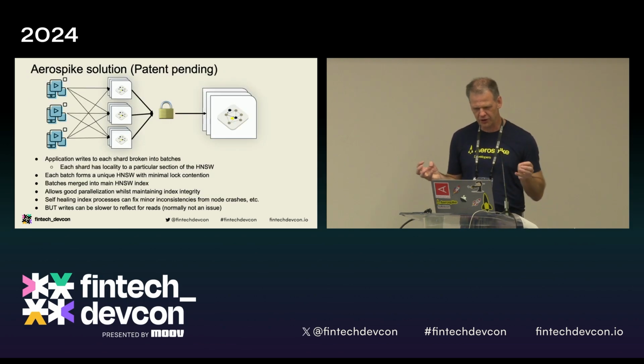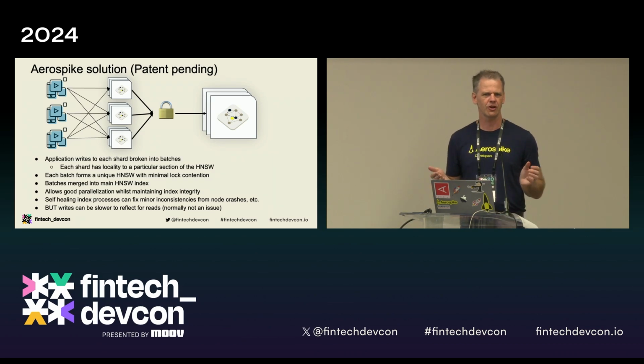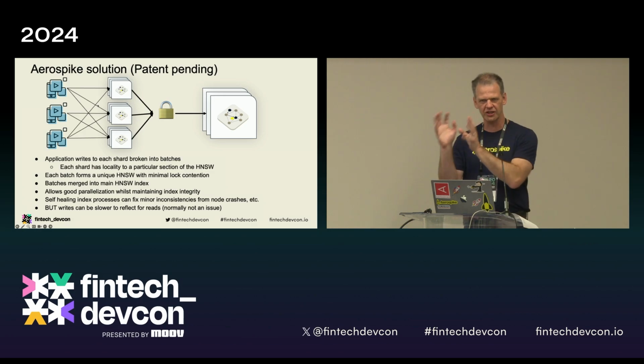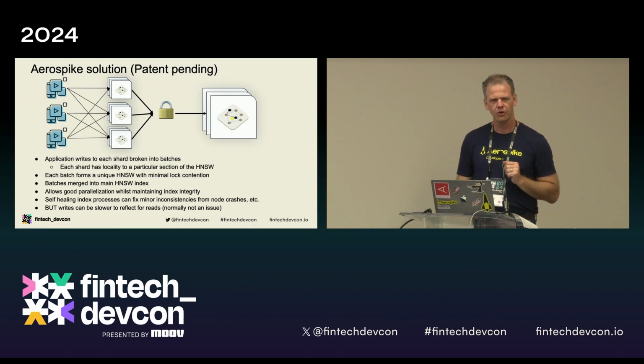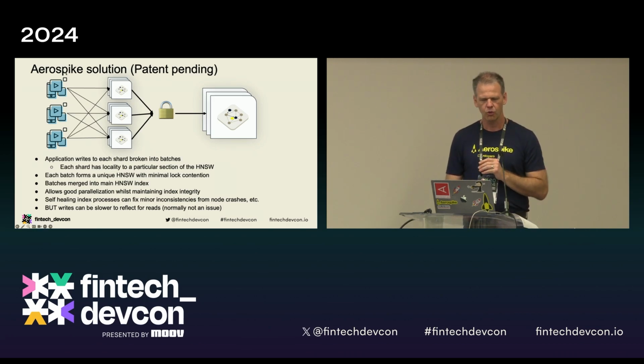So Aerospike created a solution. And we've got a patent pending on this, but it's sort of a combination of both of them. So imagine that we're inserting 1 million vectors into this HNSW. The HNSW's got 1 billion vectors in it. We're inserting another 1 million. Well, instead of locking on each write, what we're going to do is we're going to batch them up, and we're going to form local HNSWs.